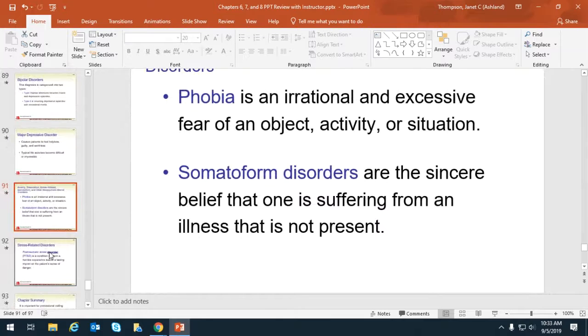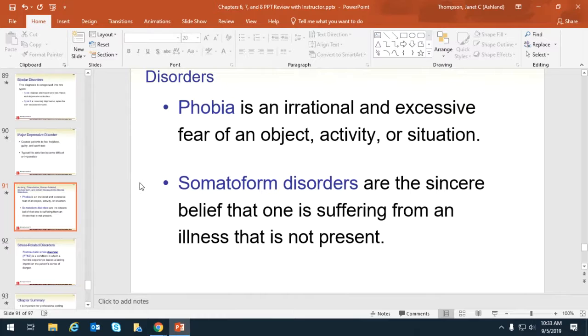Phobias, irrational fear of an object, activity, or situation. What is it? Arachnophobia, is that the fear of spiders? Yeah. Some of the phobias can be quite amusing. Somatoform disorders is a belief that one is suffering from an illness that is not present.